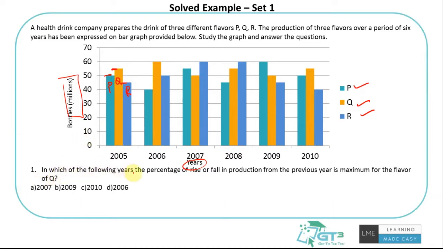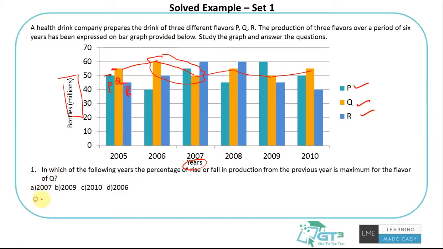In which of the following years is the percentage of rise or fall in production from the previous year maximum for the flavor Q? So I just need to focus on flavor Q. You see, the advantage of visualization is this. Here to here the increase, and then I see a drop, and then a slight increase, and then a drop, and then again an increase. Where do we see the maximum increase or drop? Just because of the way it's drawn, I feel this should be the answer. That's what my gut feeling says. But let me calculate this.